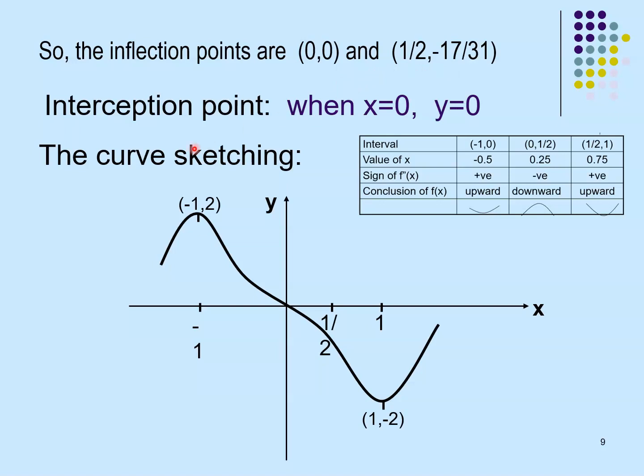So of course you need to find the intersection point, where this curve cuts the y-axis. Okay, so when x equal to 0, y equal to 0 over here. The curve cuts the y-axis in here. So for the curve sketching, let's refer to the previous table we found. Okay, let's see from negative 1 until 0, this area, right? This area.